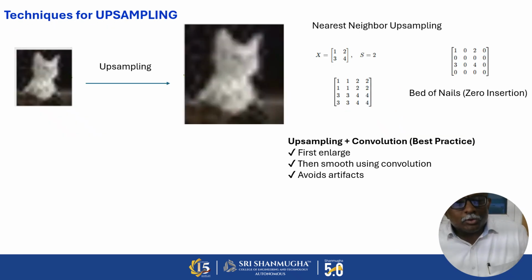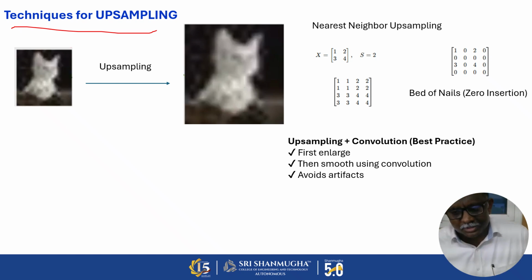So when you go for upsampling, we have different techniques to upsample. Here we are trying to get maximum spatial information. We are trying to increase the dimension. We discussed a couple of techniques: nearest neighbor upsampling and bed of nails.